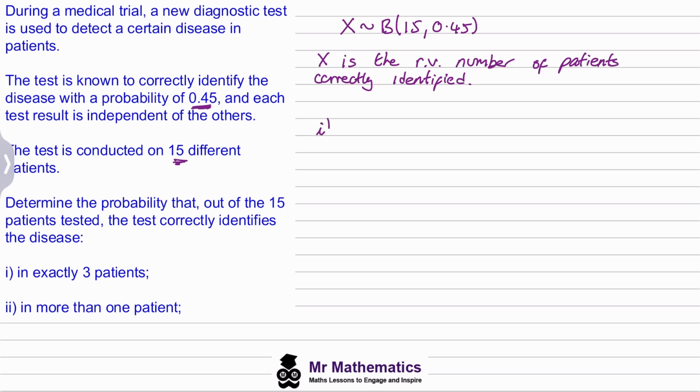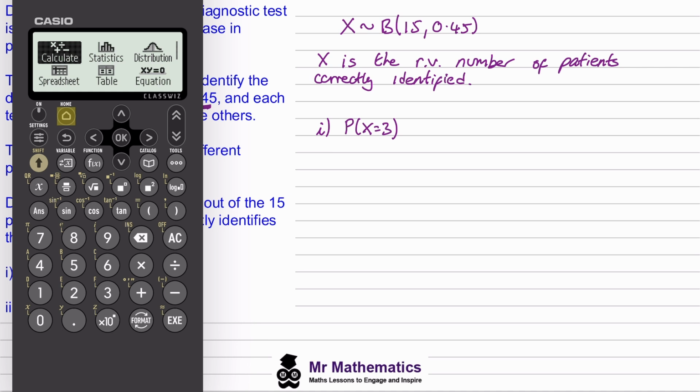And then for part 1, to work out the probability of X equaling 3, we can go to Home, we'll choose Distribution, Binomial PD, we want Variable, and we'll change X to 3. The number of trials is 15, and the probability of success is 0.45.